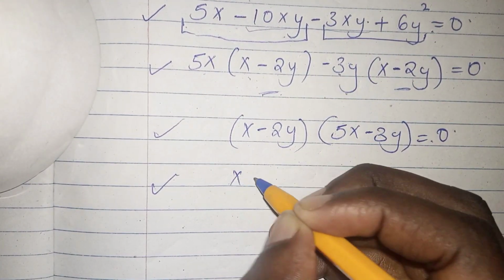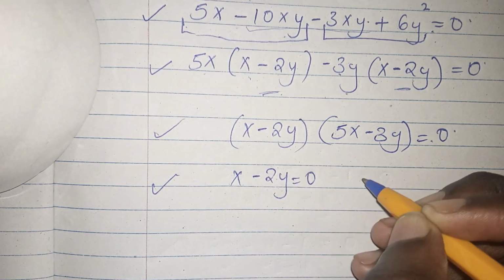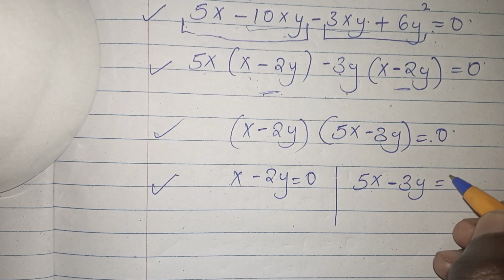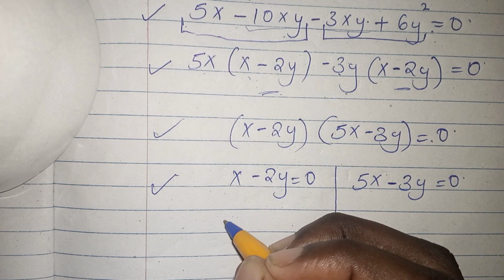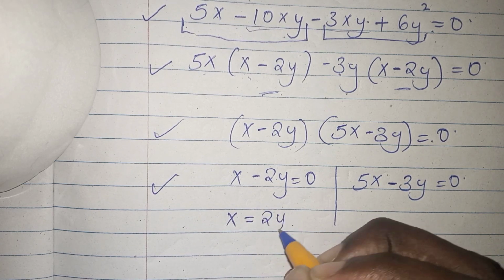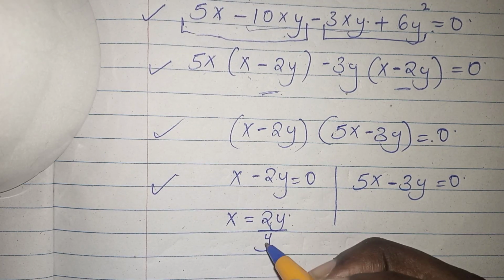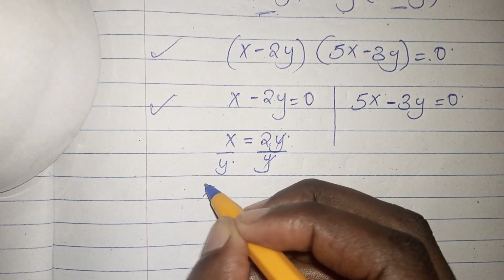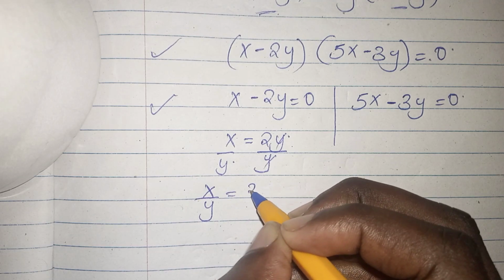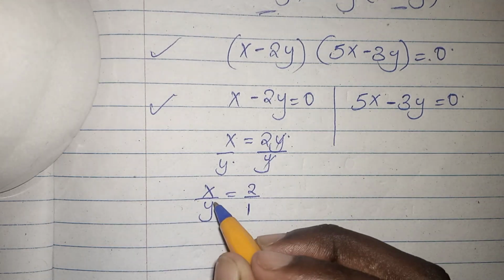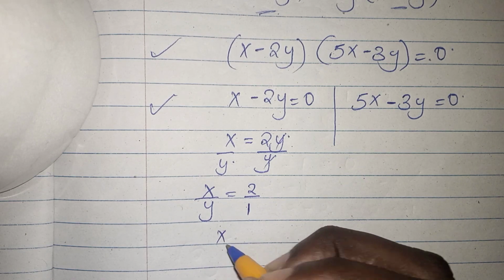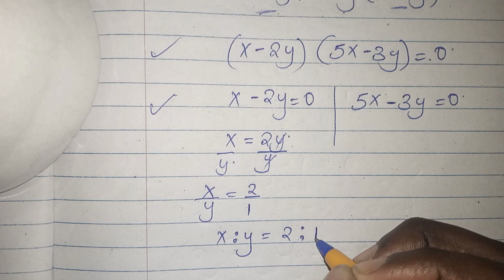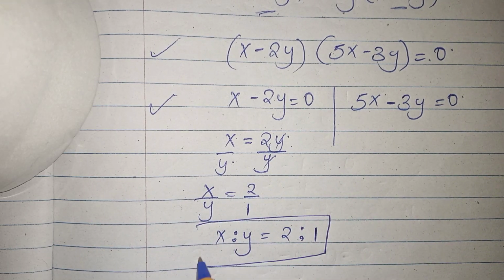This means that x minus 2y is equals to 0. Then 5x minus 3y is equals to 0. So x is equals to 2y. We shall now then divide here by y, here by y. So this and this will cancel. X over y is equals to 2 over 1. So the ratio of x to y, this will be x to y is equals to 2 to the ratio of 1. So this is the first solution.